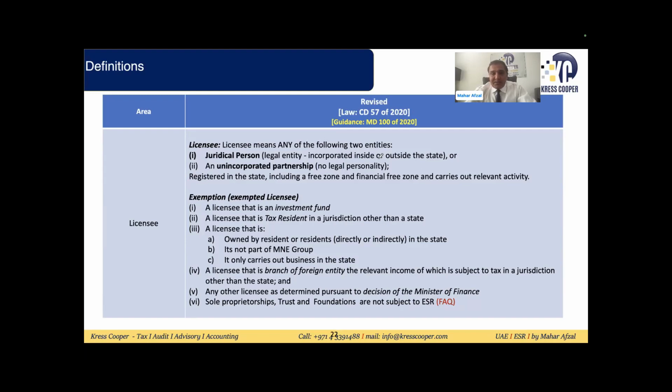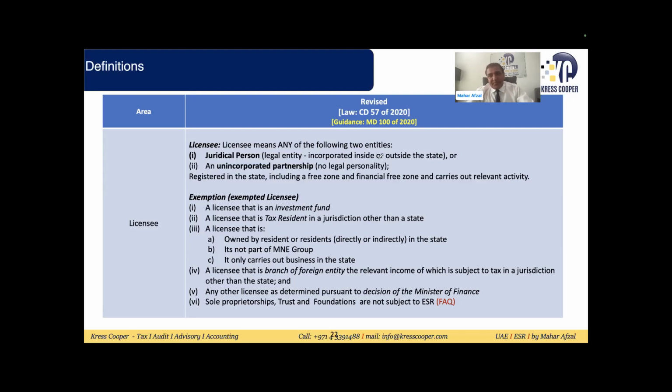So what is licensee? In the cabinet decision 57 of 2020, licensee means any of the following two entities. Juridical person, we know who is the juridical person. Juridical person, legal entity incorporated inside and outside the state, or unincorporated partnership, no legal personality, registered in the state, including in the free zone, out of the free zone. So this is a licensee.